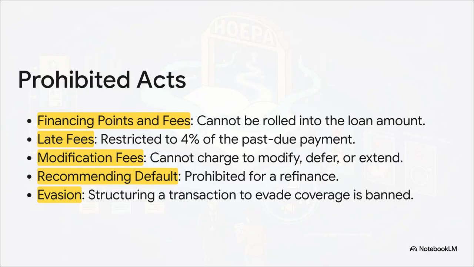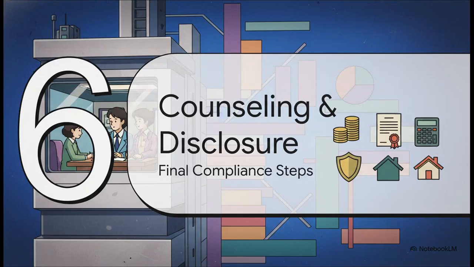This is all about basic fairness. You can't finance the points and fees, which is a practice that just inflates the loan from day one. Late fees get capped at 4% of whatever is past due. And if a borrower is struggling and needs help, you can't charge them a fee just to modify their high-cost loan. The rule also makes it illegal to tell a borrower to default on another loan just so you can refinance them. And of course, there's a catch-all rule against trying to cleverly structure a loan just to get around HOEPA.